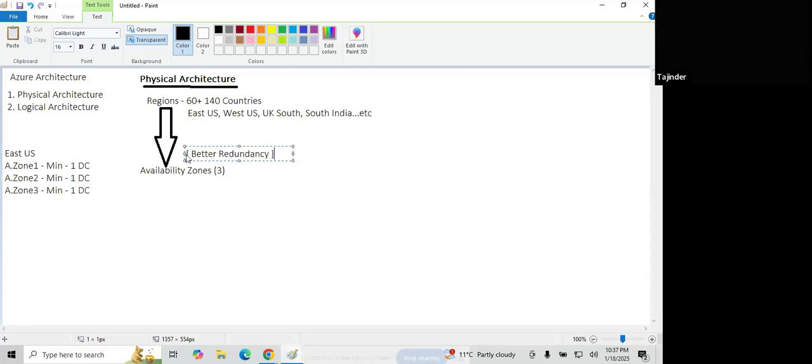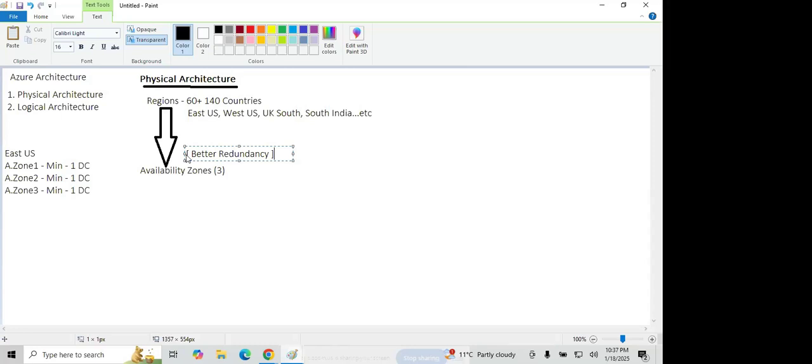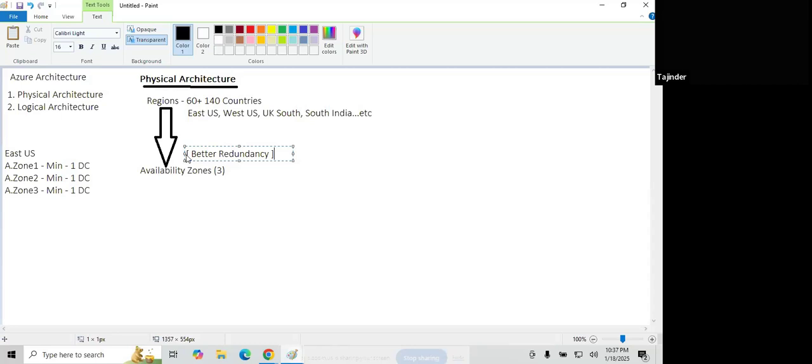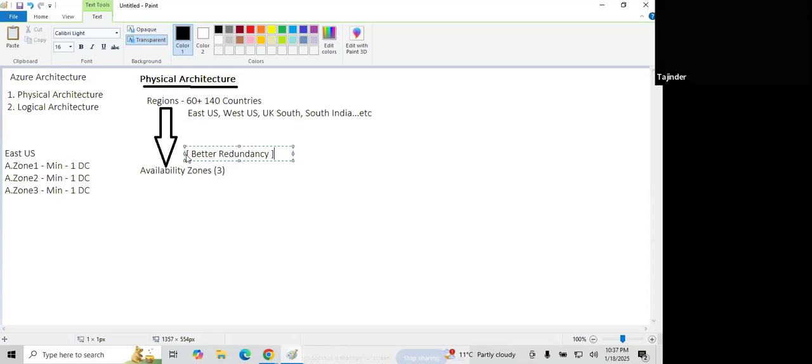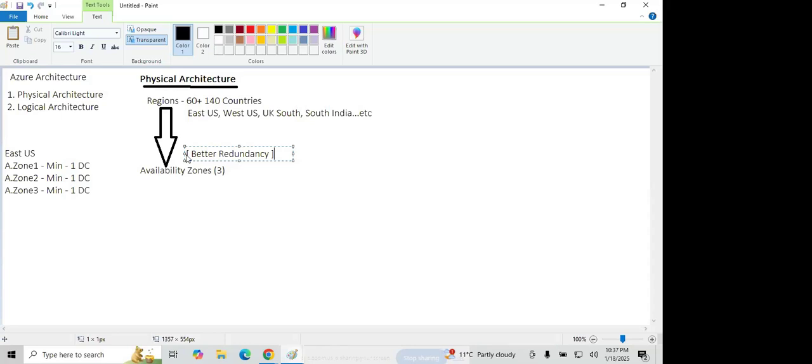So again, for availability zone, we need to remember three points. Point number one, all the regions do not contain availability zone. Out of 60 plus regions, approximately 33 to 34 regions contain availability zone. Point two, any region that contains availability zone will have three zones: zone 1, zone 2, zone 3. And in every zone, minimum there will be one, maximum there can be multiple data centers. Point three, what is the benefit of availability zone? We may achieve better redundancy with the help of availability zone.